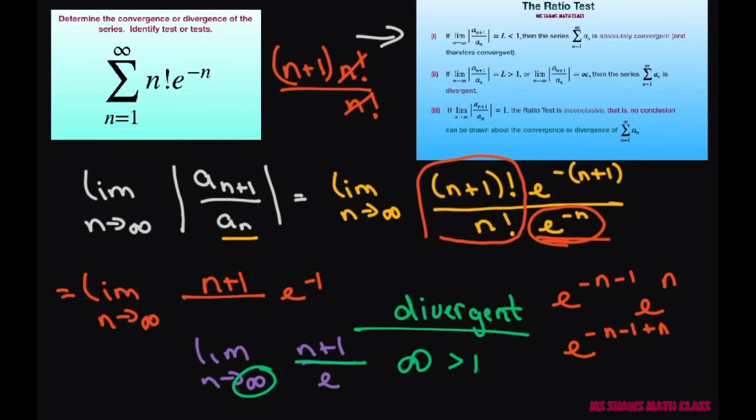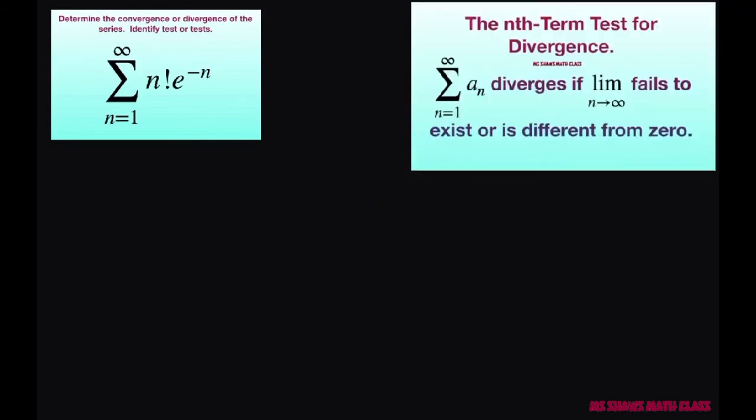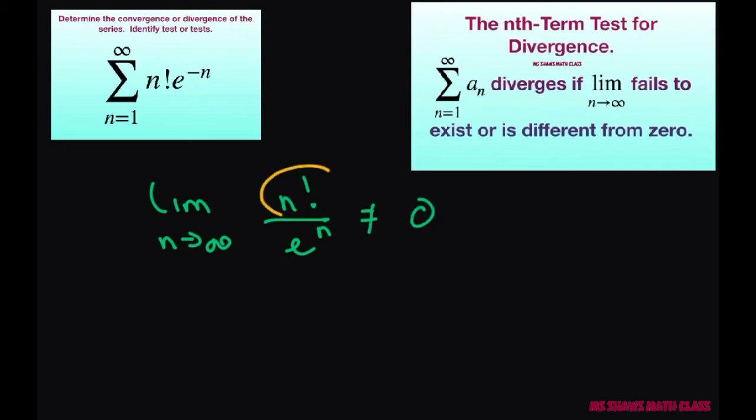Also, we could just use the nth term test and just take the limit of the whole thing. And this would have been the limit of n factorial divided by e to the power of n. And it doesn't equal 0. In fact, this is going to grow a lot larger than the denominator. Since it's not equal to 0, then it's divergent.